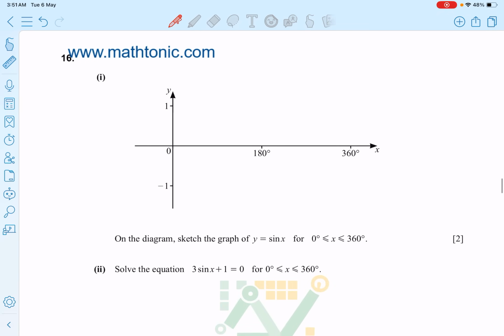Okay, now question number 16. Question number 16 is about a trigonometric graph. So this is a normal question, y equals sine x. Let me try to do this. So this value should be 90, and after this 180, plus 90 should be 270, and we know that sine 90 equals 1, sine 180 equals 0, sine 270 equals -1, and sine 360 equals 0. So your graph of the sine curve will look like this. Can you see here? Like this. Okay, so first part is over.